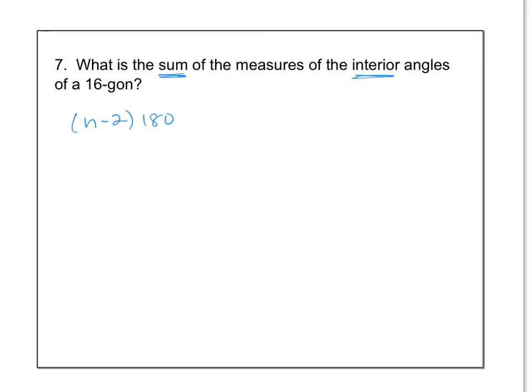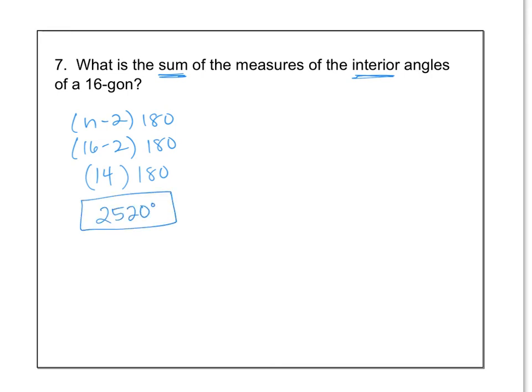So if we have a 16-gon, that means we have 16 sides. So we go 16 minus 2 times 180, which is really 14 times 180. And then you're probably going to have to type that into your calculator. When I typed it in, I got 2,520 degrees. So that's what all of the angles in a 16-gon would add up to.